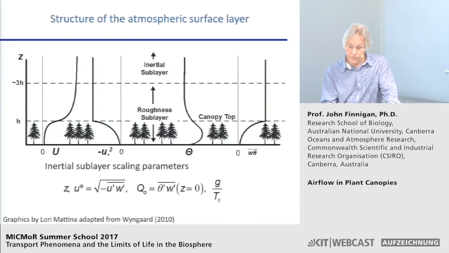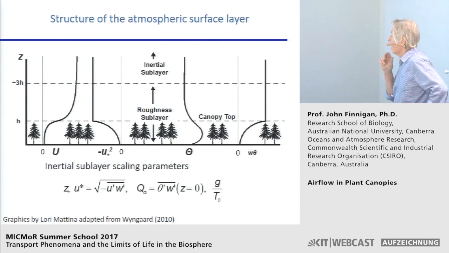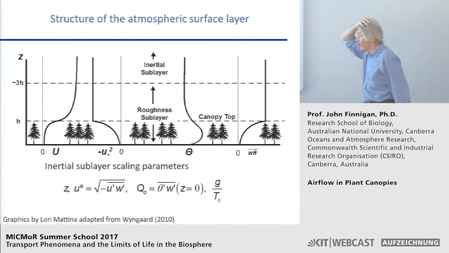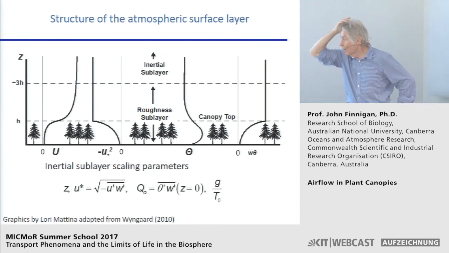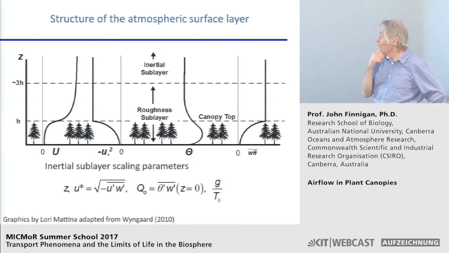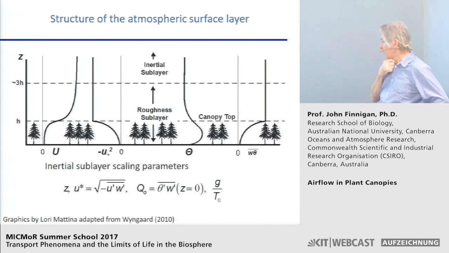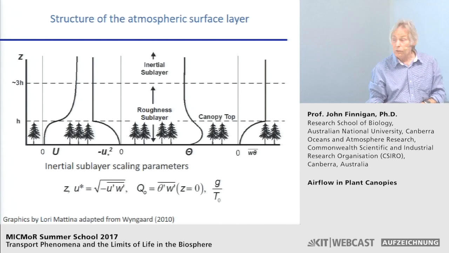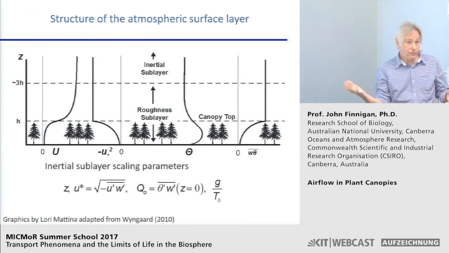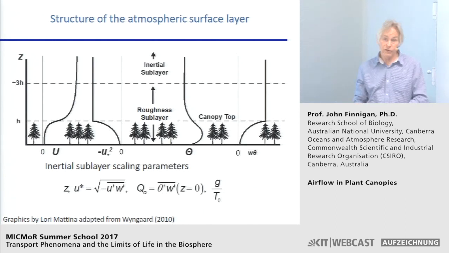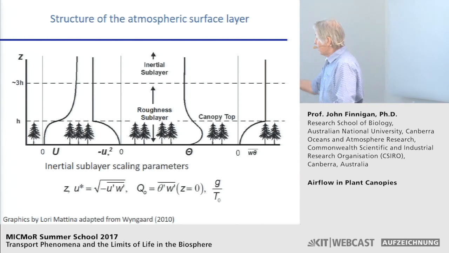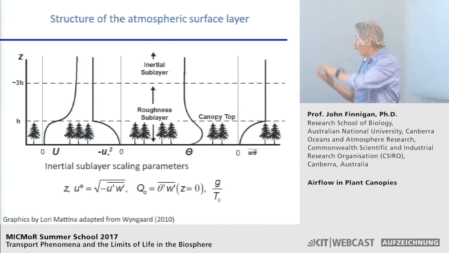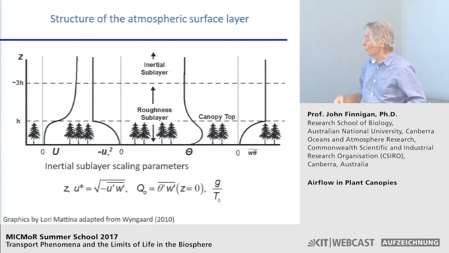I'd recommend the book by John Wyngaard, published in 2010, on turbulence and the atmospheric boundary layer for a good introduction to this. But let's just try it on the atmospheric surface layer, this layer just above the canopy that we are interested in particularly. So how many parameters have I got there? 4 parameters. Distance from the ground, obviously that's going to be important. U star, this friction velocity, characterizes the drag of the surface, so that's going to be important. The heat flux we assume is important, and this buoyancy parameter. So there's 4 parameters there.